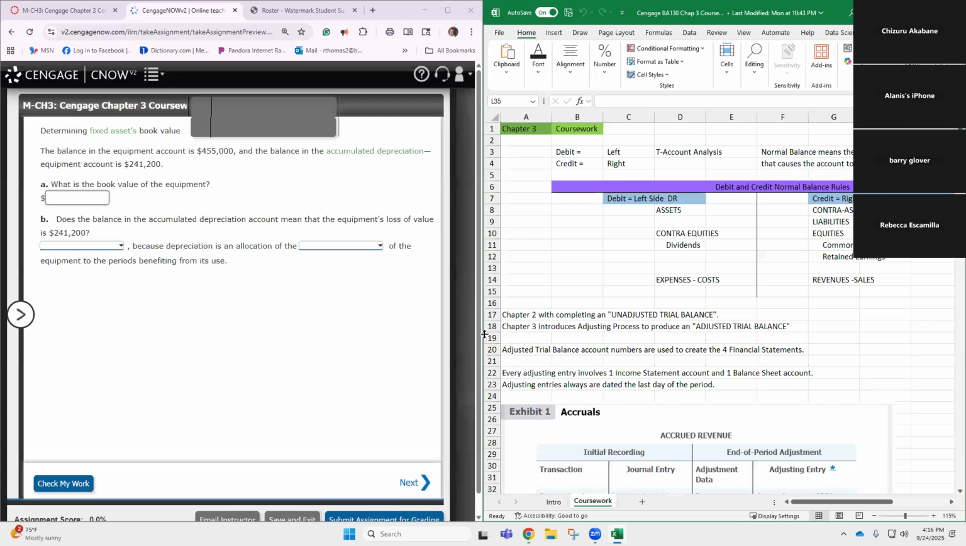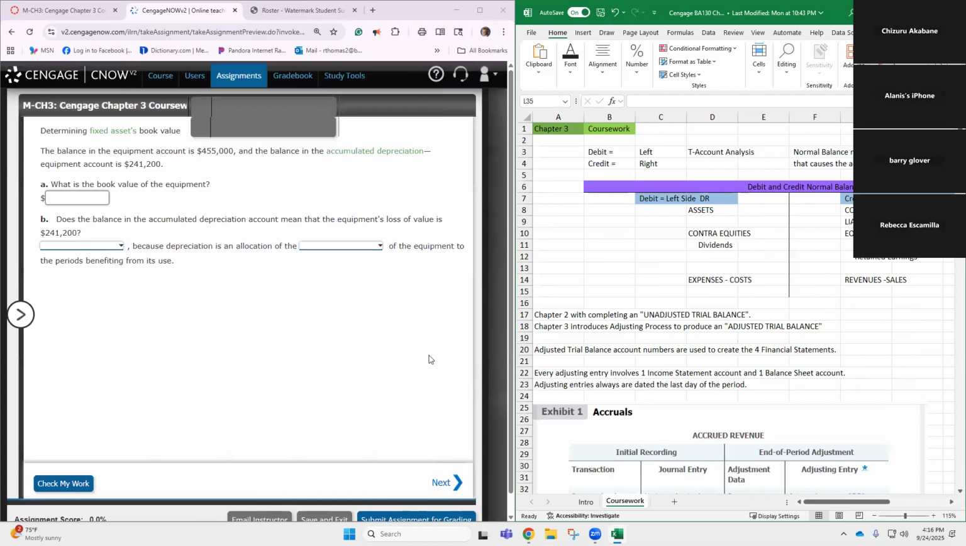Okay, unadjusted trial balance. So now that we have completed the unadjusted trial balance, now we are going to learn the adjusting process. And then when we're finished with that, we will do our second trial balance called adjusted trial balance. So we're getting there. Last I knew, this book says that we have 10 steps to our accounting cycle, and we're getting there.